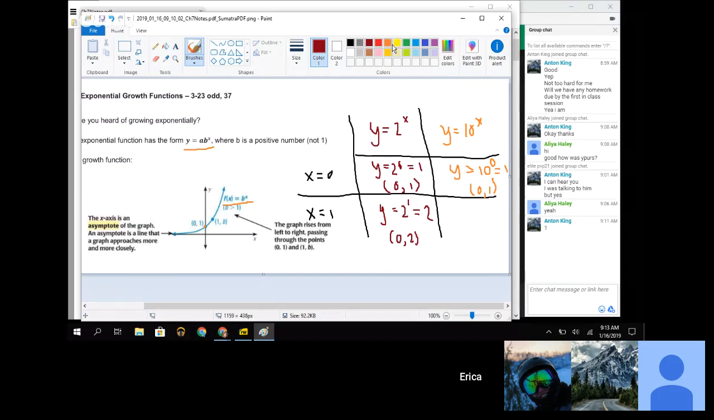Okay, and then the same here with my orange equation. If I have y equals 10 to the 1 power, that means it just equals 10. Okay, so my point here is at, oops, I wrote that wrong, sorry. Should be at 1, 10. This guy over here should be at 1, 2. Sorry.